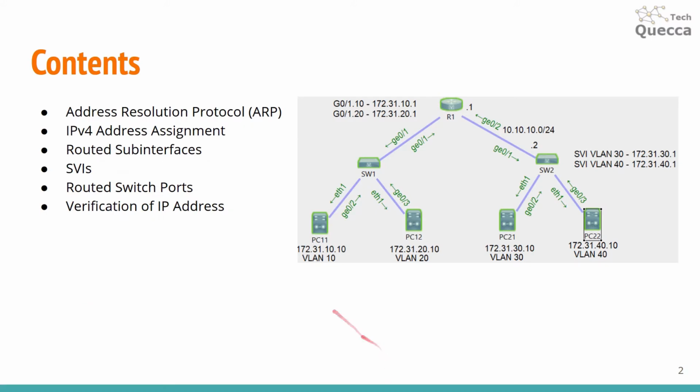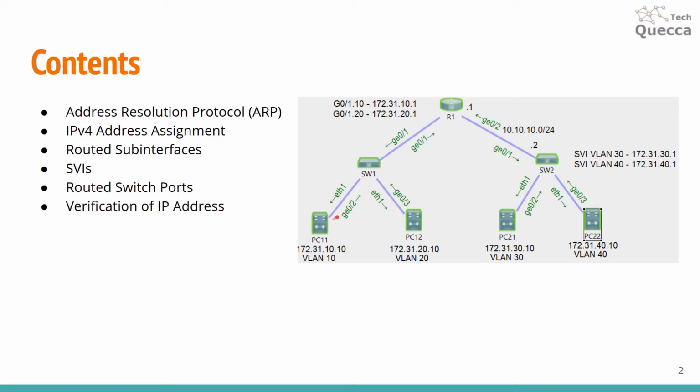This lab is based on a small network topology, which has a router in the middle, two switches and 4 hosts. Each host is in a different VLAN. You're going to use VLAN 10, VLAN 20, VLAN 30 and VLAN 40.